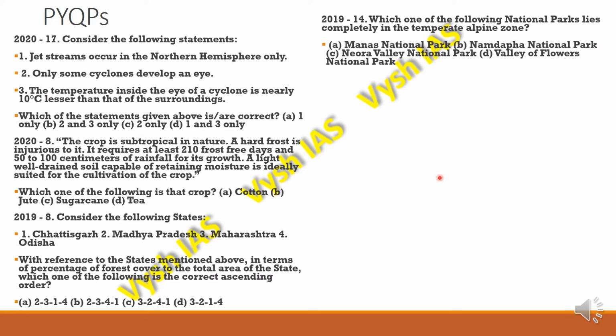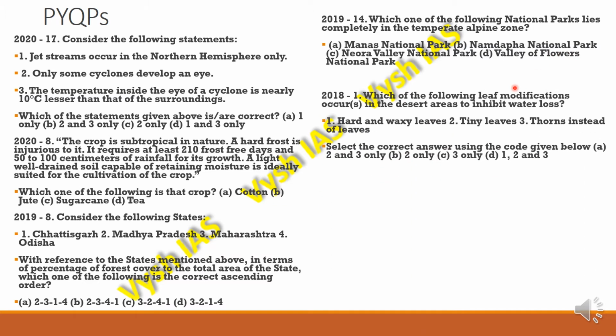And then this is about the presence of national parks which lie completely in the temperate alpine zone. The answer for this is obviously Valley of Flowers, because we had read in the earlier videos that this lies in the Himalaya region. This one also, which of it inhibits water loss in desert areas? This is also a vegetation question, and the answer for this is D, all three.